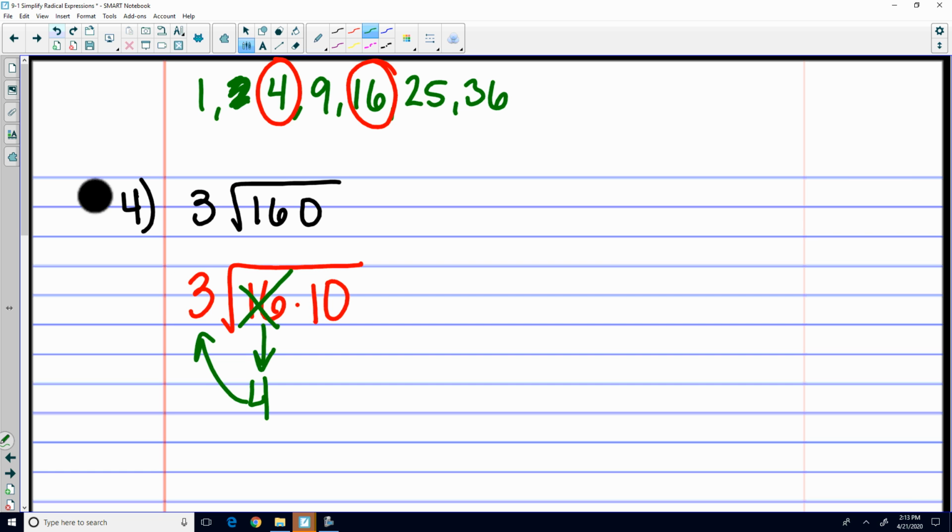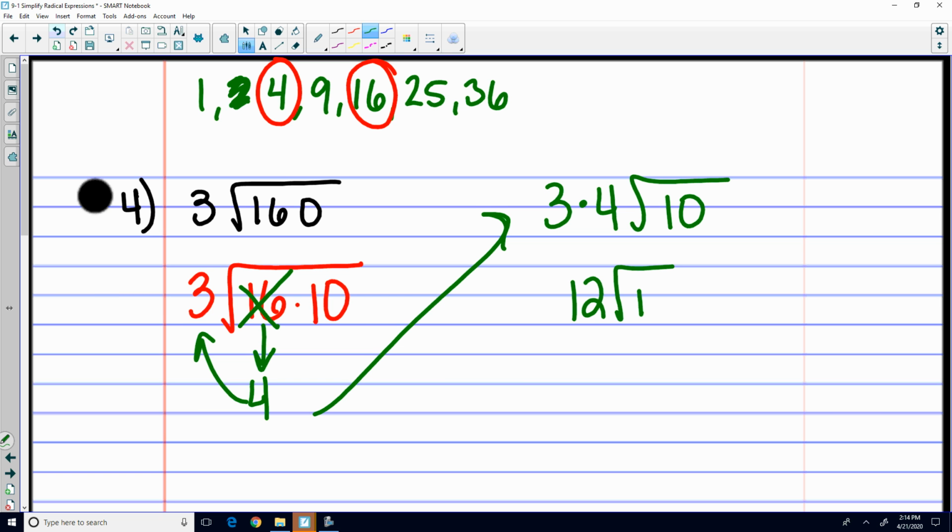So what do you do then with this 3 and this 4? Do you add them or subtract them? Well, in fact, you multiply them. So I'm going to write an extra step here because you don't really need to have all this. It's 3 times 4 times the square root of 10, and I would simplify that down to say 12 square root of 10. All right, so 3 square root of 160 turns into 12 square root of 10.